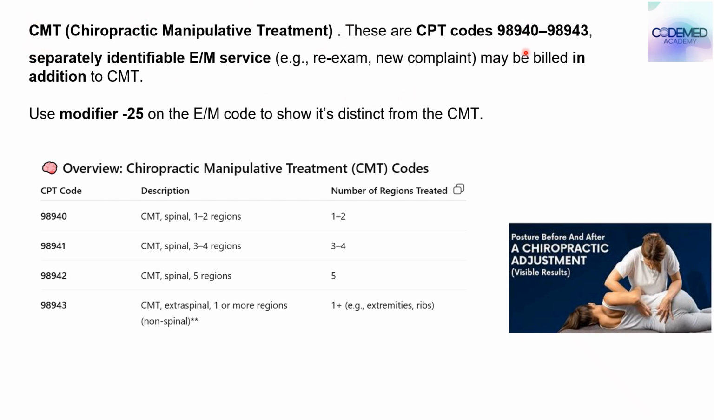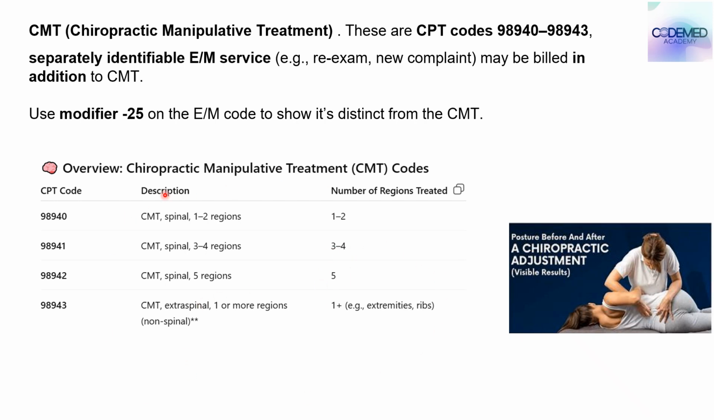Next comes chiropractic manipulative treatment, which is called CMT. The code range is 98940 to 98943. And if a separately identifiable E/M service is given, then it may be billed in addition to the CMT code by putting the modifier 25. Now let us come to the code. The code range is more or less similar, but you will understand that chiropractic is mainly related to the spinal area. And you will see that the code language is pretty much the same.